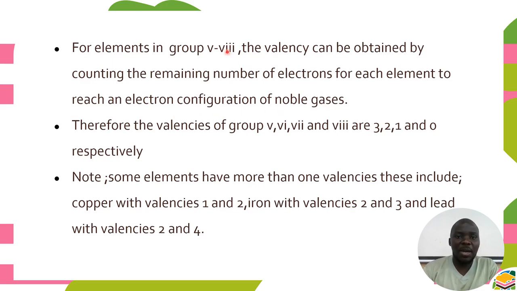For example, in group number 5, we have nitrogen. Nitrogen has 5 electrons in the outermost shell. So in that shell, the maximum number of electrons for it to reach electron configuration or be stable is supposed to be 8. So we subtract 5 from 8, and the answer will be 3. That's why we are saying that the valence of group 5, 6, 7, and 8 are 3, 2, 1, as well as 0, respectively.